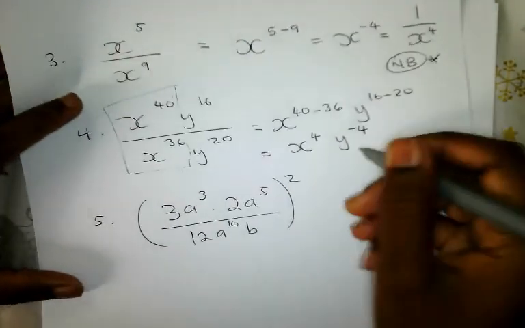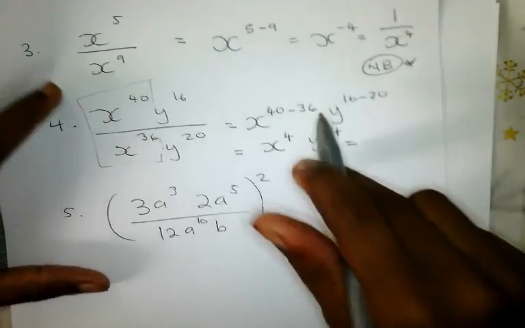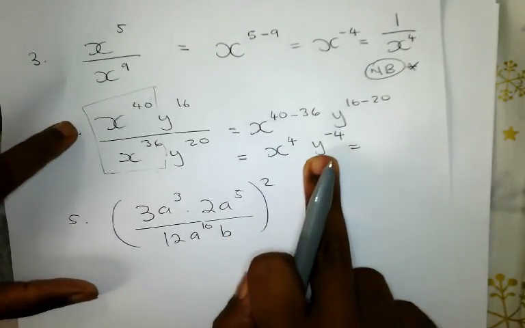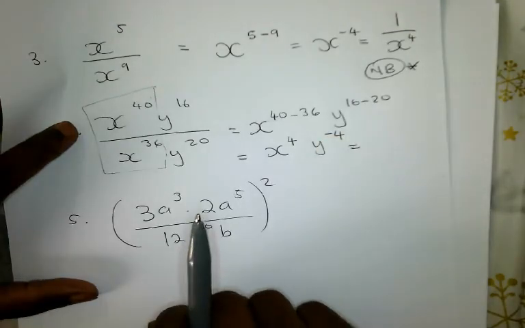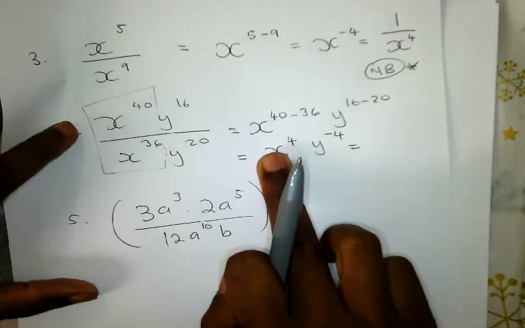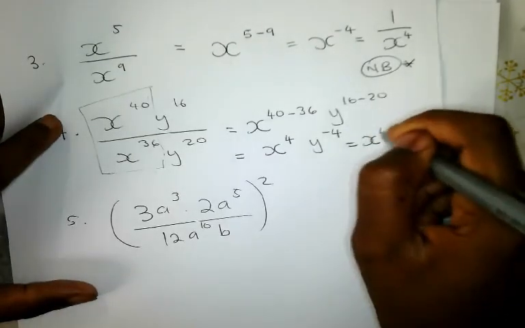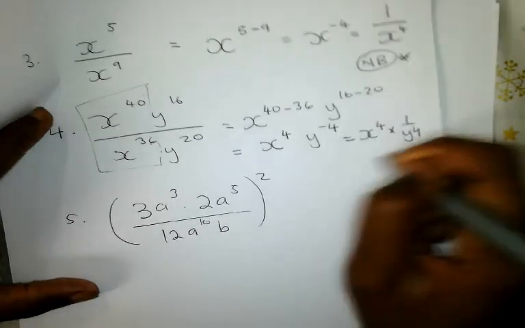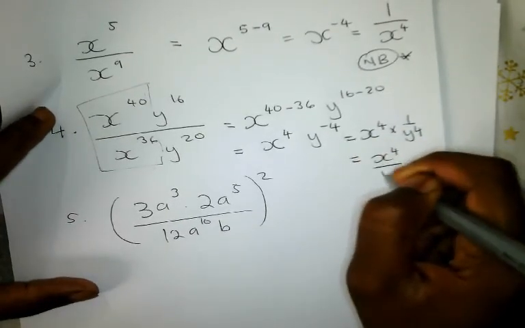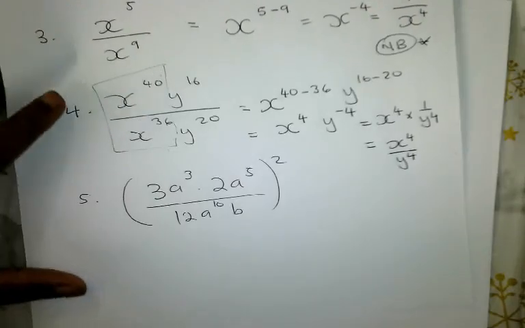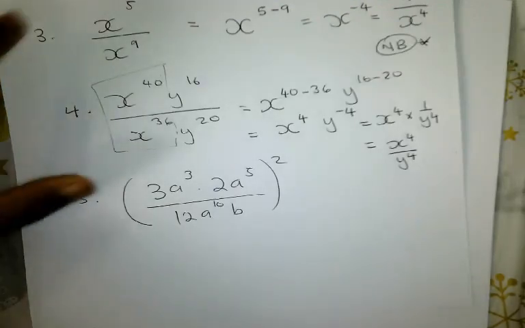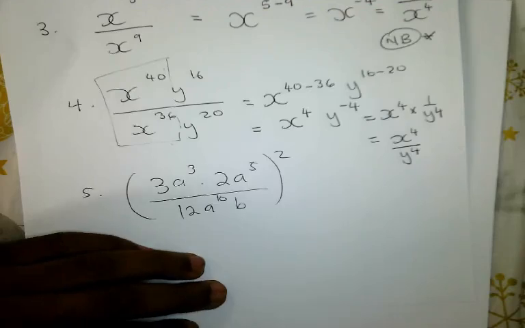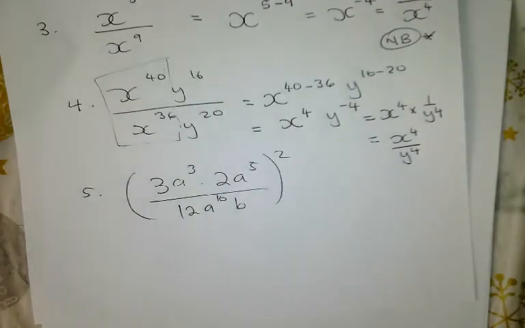Then what did we say just now? How do we write this as a positive exponent? This is going to become a denominator with a positive exponent. This is a numerator. So I'm going to have x to the 4 multiplied by 1 over y to the 4, which becomes x^4 over y^4, like that. I hope you understand what we are trying to do there. Nothing hectic. We're just applying the laws of exponents.